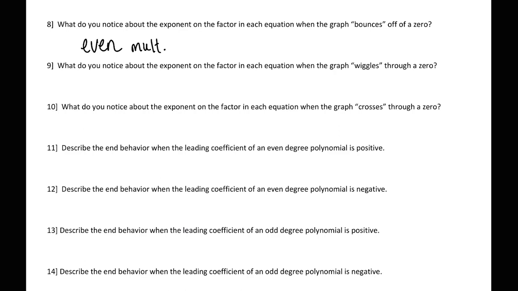Okay, what do you notice about the exponent on each factor when the graph wiggles? Okay, it should be 3, 5, 7, 9. It should be an odd number bigger than 1. What do you notice about the exponent on the factor in each equation when the graph crosses? It was 1.